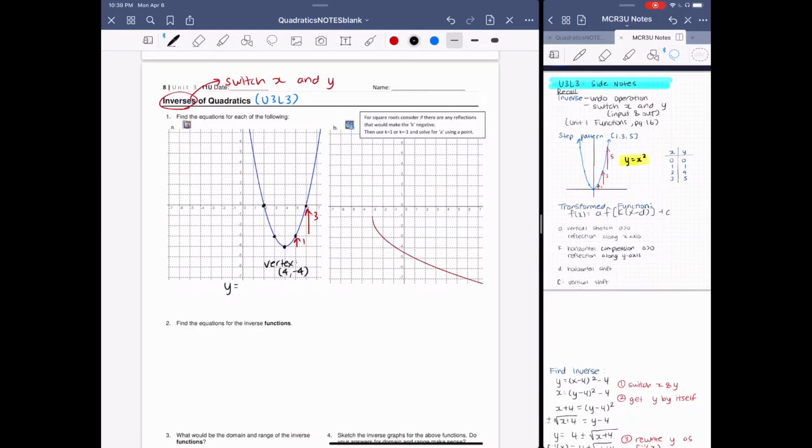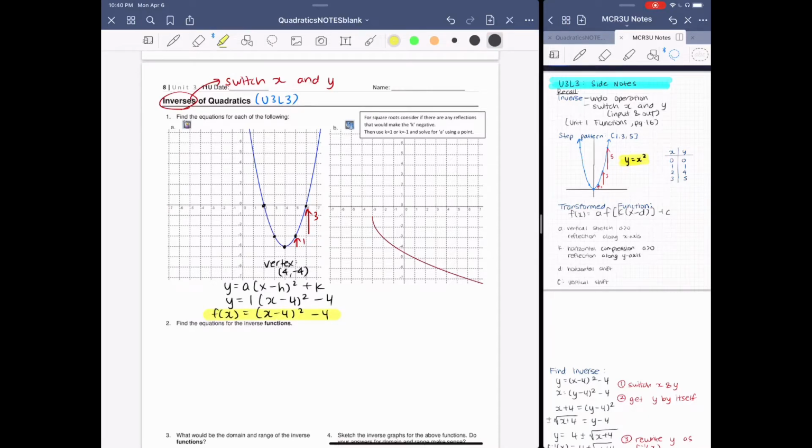Right? So let's write down the equation for the vertex form of the quadratic. y equals a bracket x minus h squared plus k. I'm going to plug in some values that I know. So y is equal to 1, x minus 4 bracket squared minus 4. And out of habit, I'm going to write f of x. So in terms of function notation, f of x equals (x minus 4) squared minus 4. So that would be my equation for question 1a.